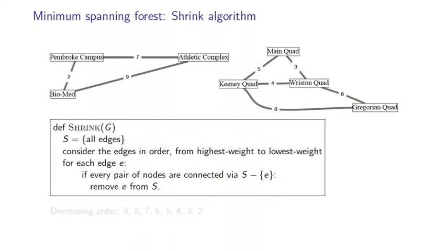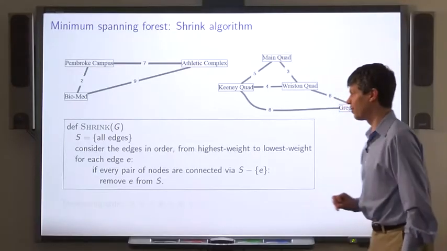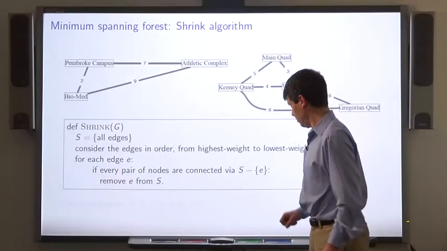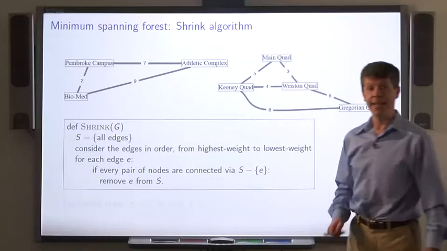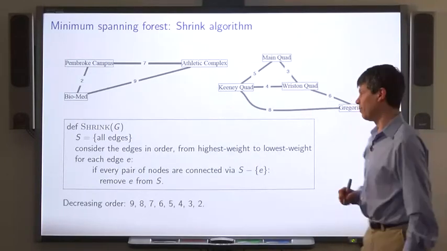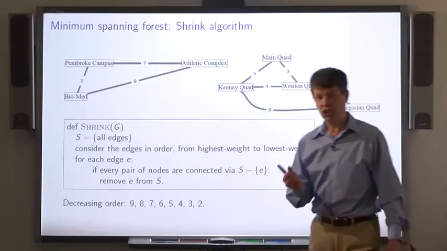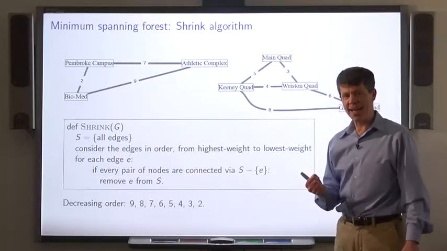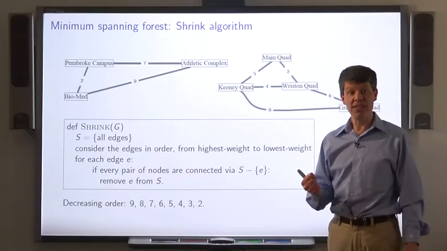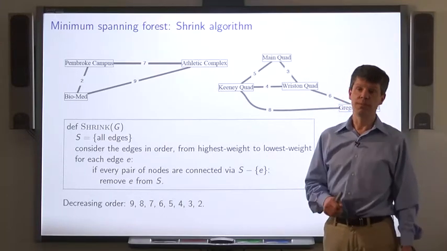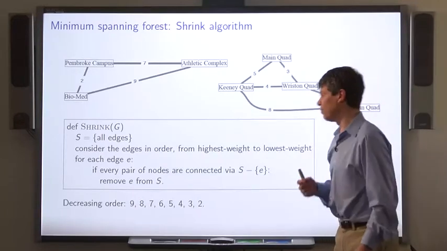Here's another natural algorithm for solving the minimum spanning forest problem. I call it the shrink algorithm. You start by initializing S to the set of all edges. And now you consider the edges in decreasing order of weight. For each edge in turn, if removing that edge still leaves a path among the selected edges between the endpoints of the edge, then go ahead and remove that edge.